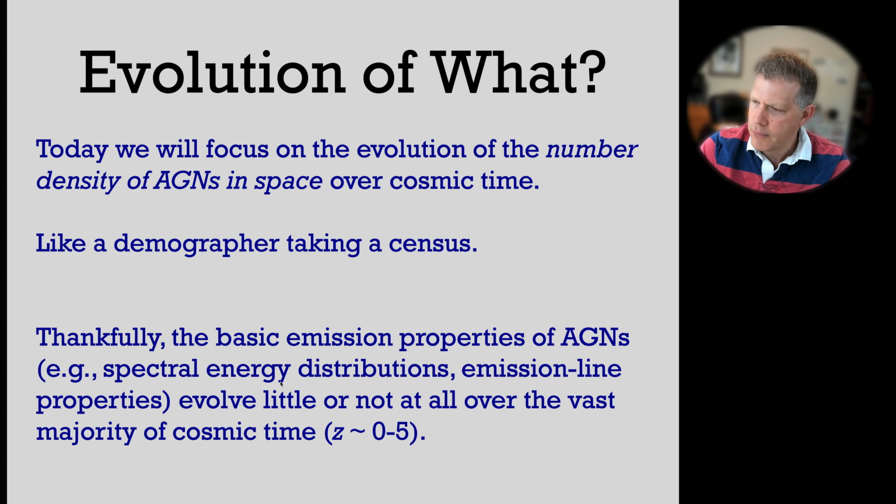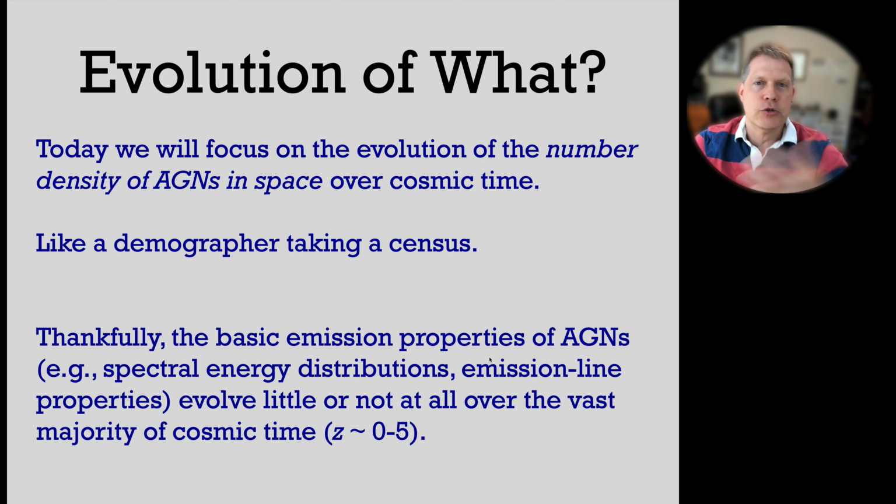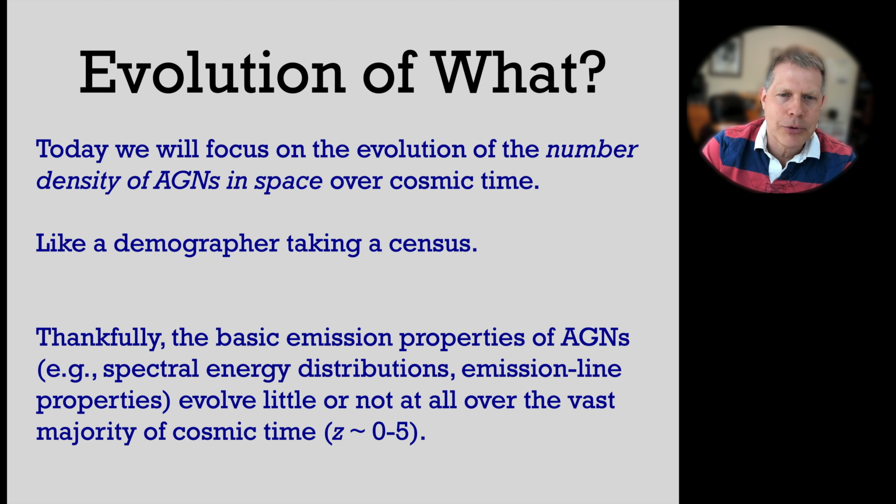And this is an enormous simplification, because the fact that these don't seem to be changing very much lets you focus on evolution of the number density of AGNs, for example, without having to worry about trying to unwind additional complications that would arise if the basic emission properties were strongly changing over cosmic time, because you'd have to then work out the changes in emission properties and the changes in the number density simultaneously to be sure you weren't introducing biases into your samples and so on. But thankfully that doesn't seem to be the case, and we can really focus pretty cleanly on the number density of AGNs.